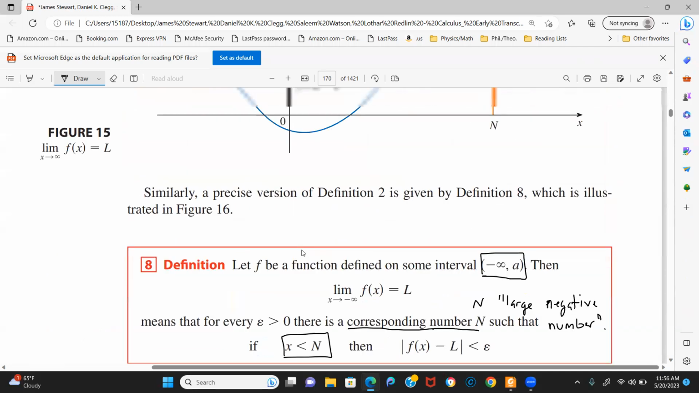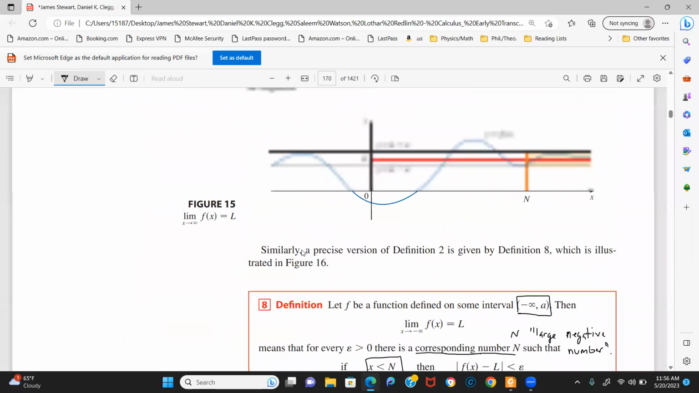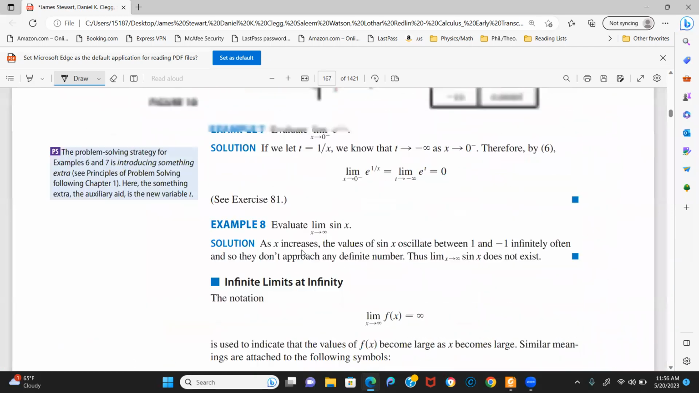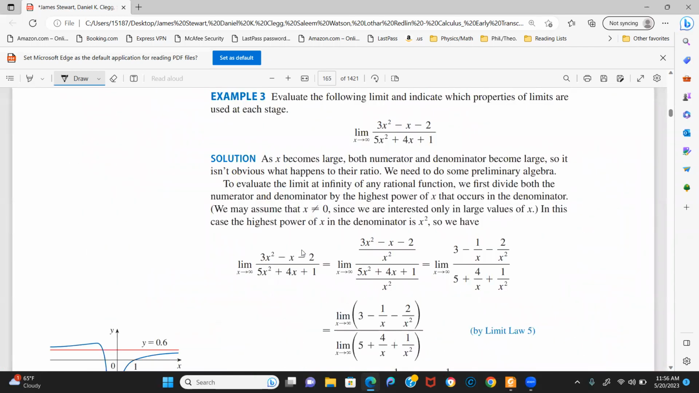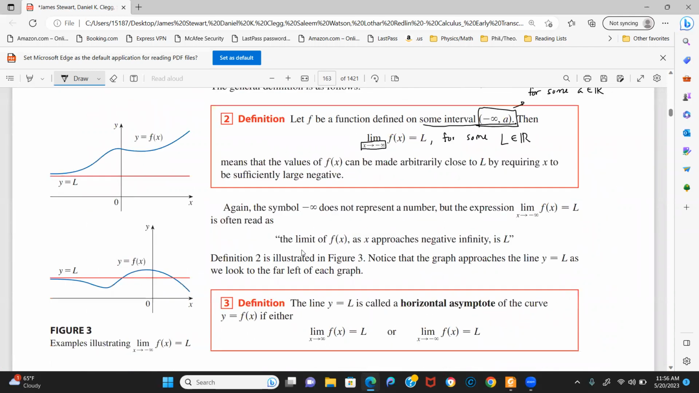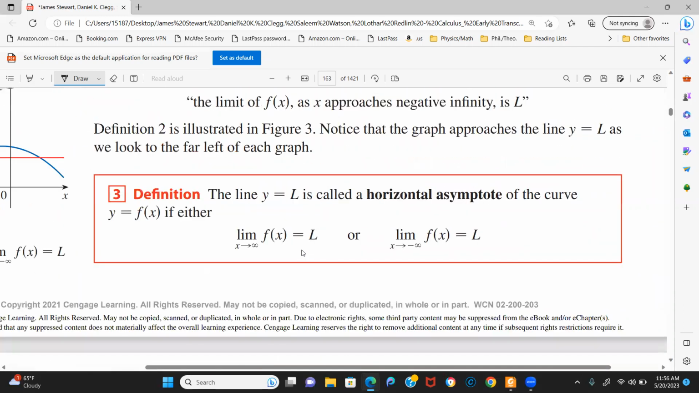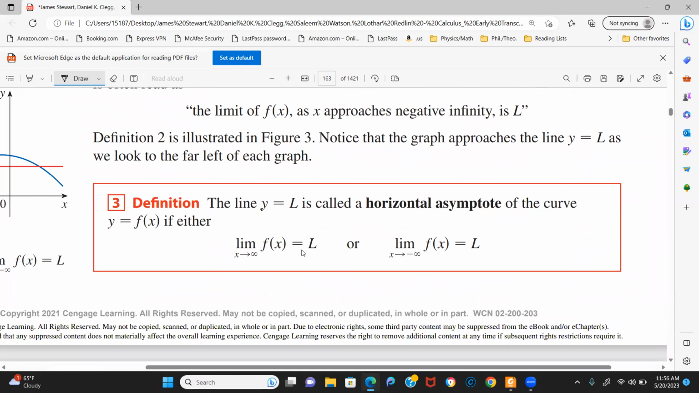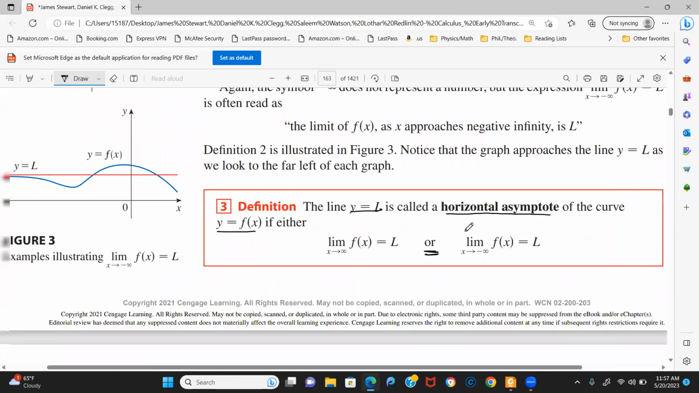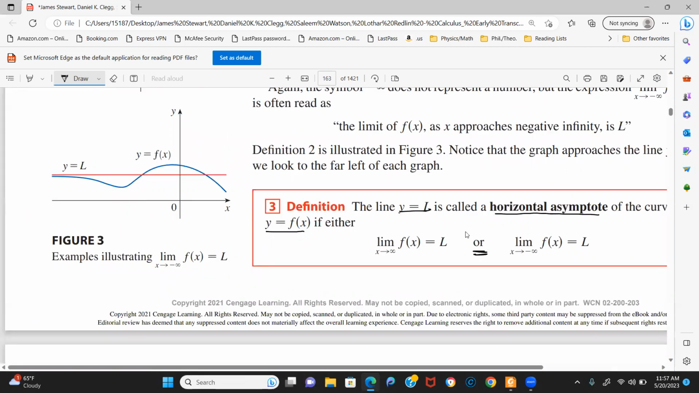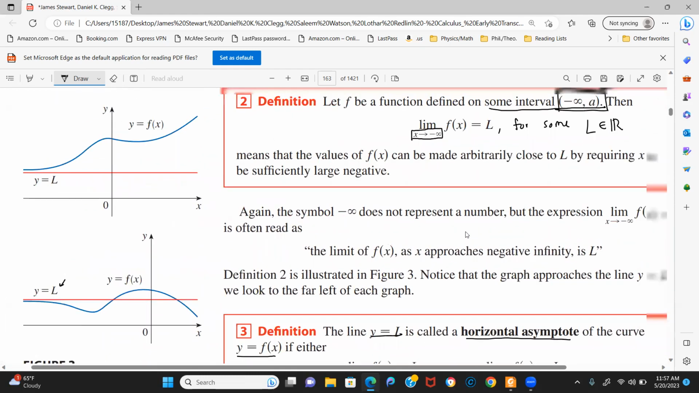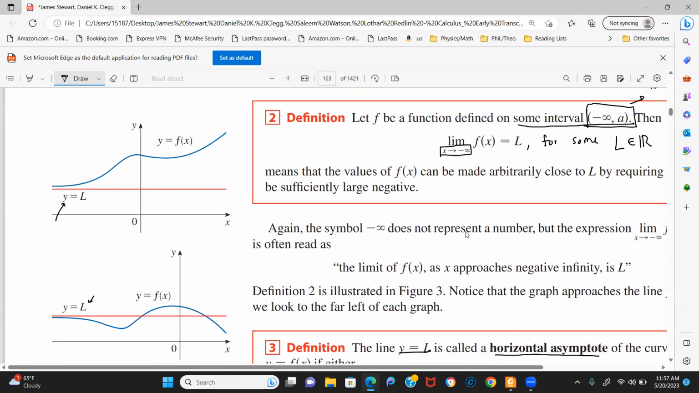All right, so those are the precise formulations of infinite limits. Now let's talk about asymptotes. Asymptote is a pretty straightforward concept now. We define a line L to be a horizontal asymptote to the curve f of x if either one of these limits is the case. Maybe both are the case, but at least one of them is. So in this case, this line y is equal to L is a horizontal asymptote.